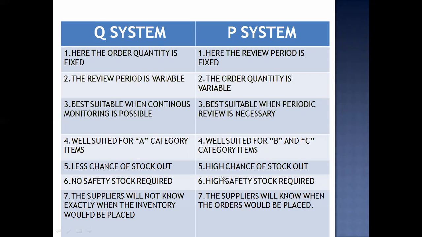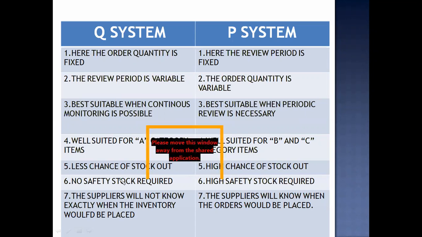I will be able to place the order only in the next period. So there is a high chance of stock out, shortage of inventory in P system. Then in Q system, normally no safety stock is required. Safety stock क्या होता है? Buffer stock. जो एक्स्ट्रा हम लोग थोड़ा कुशन जो रखते हैं उसको सेफ्टी स्टॉक बोलते हैं.